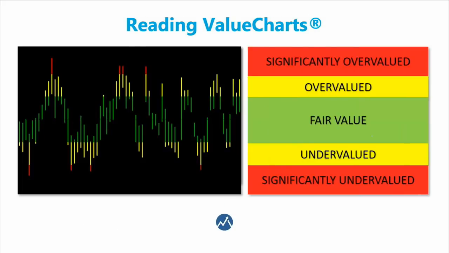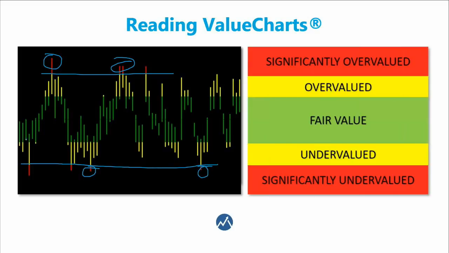Now, what does this look like on MetaStock? Well, this is what the value charts indicator looks like. It'll be at the bottom of your screen, and it's an oscillator. And you can see significantly overvalued prices are showing up there in the upper red section. Significantly undervalued are showing up in the lower red section. Fair value is the center green area, and then moderately over and undervalued are above and below that in the yellow area.